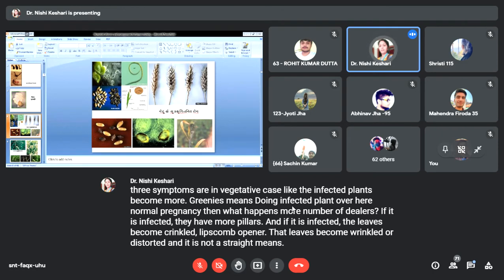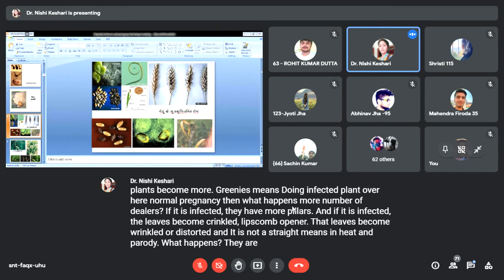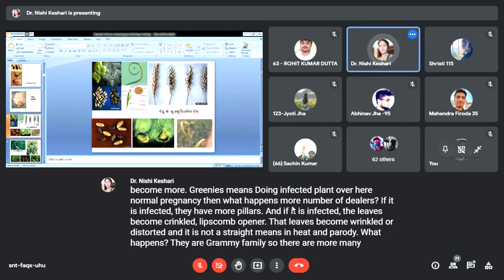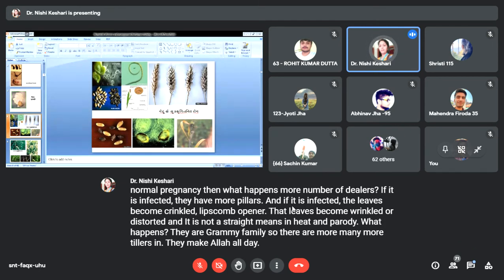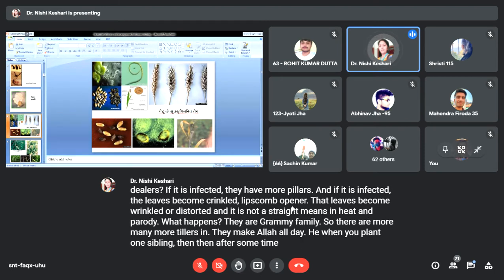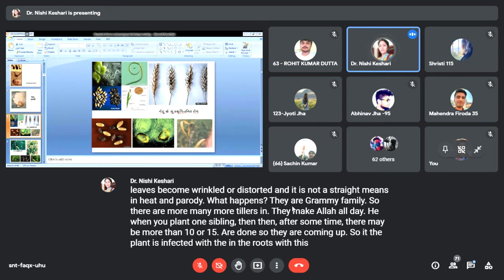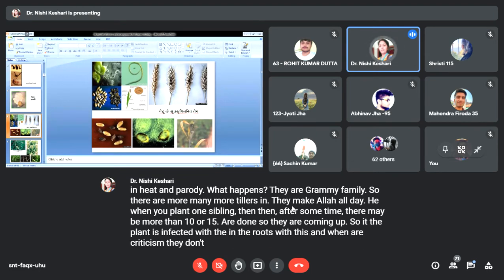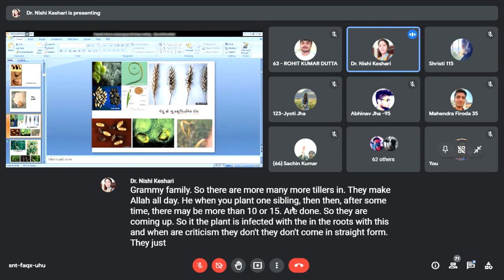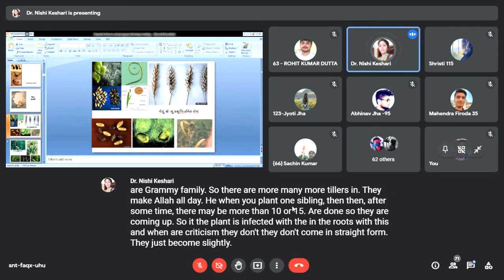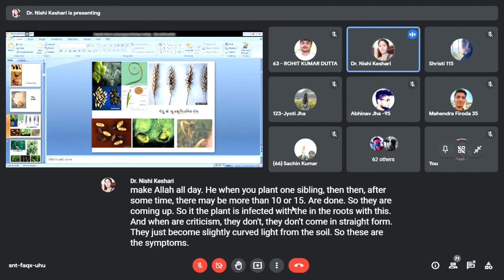Means in wheat and paddy, what happens? They are graminea family, so there are many more tillers. हिंदी में कल्ला बोलते हैं, that when you plant one seedling, then after some time there may be more than 10 or 15 tillers coming out. So if the plant is infected in the roots with this Anguina triticale, they don't come in straight form. They just become slightly curved from the soil. Okay, so these are the symptoms of Anguina triticale.